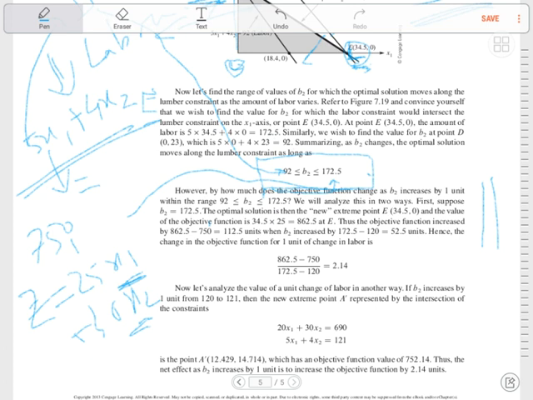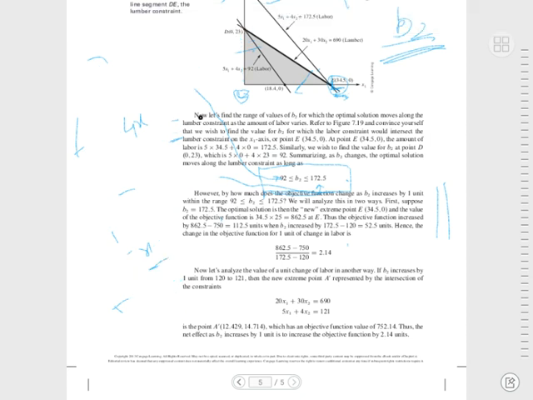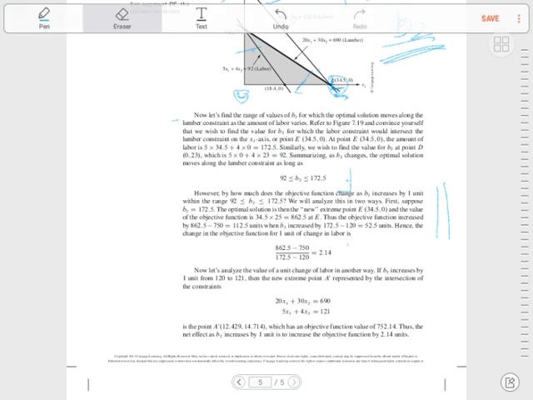When is this increment coming? Whenever you are increasing your B2 from 120 to 172.5. That means here we are getting a ratio, in case you may say. How is the ratio coming? Once you are taking the increment in B2 and the corresponding increment in Z, so here the increment in B2 is given by how much?